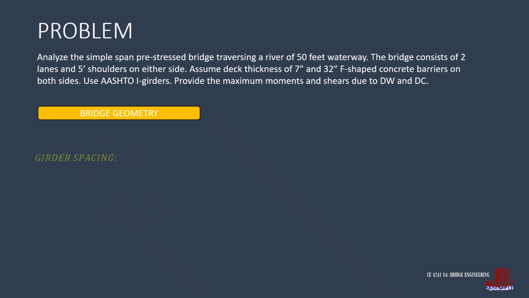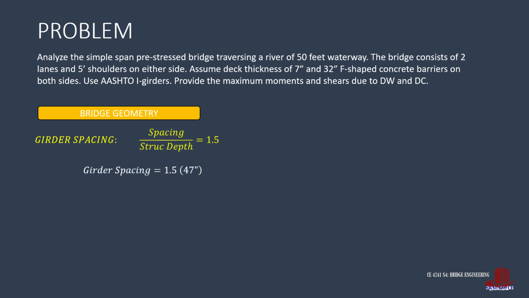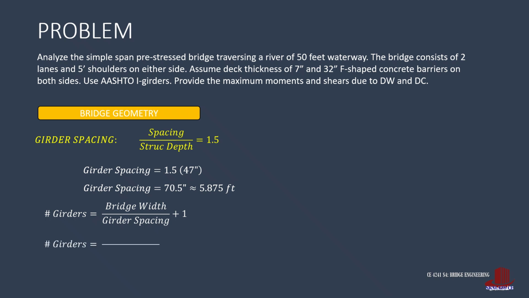Knowing the depth, we can determine the girder spacing using the spacing to depth ratio of 1.5. The girder spacing is 1.5 of 47 inches, which gives 70.5 inches, or that is 5.875 feet. We then compute for the number of girders required. This is computed as the bridge width divided by the girder spacing, then add 1. That is the summation of 5, 24, and 5 all over 5.875, which results to 6.787 rounded to 7 pieces.